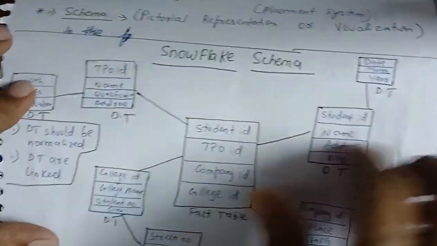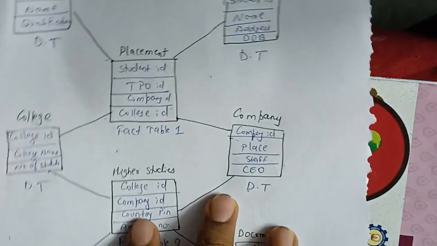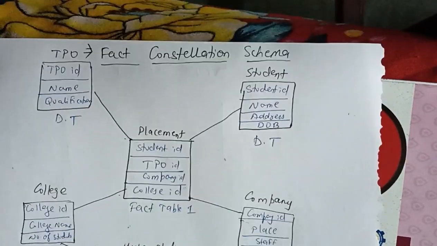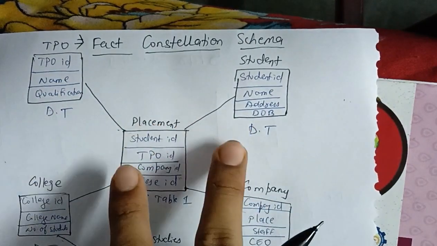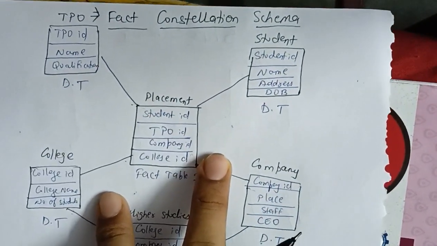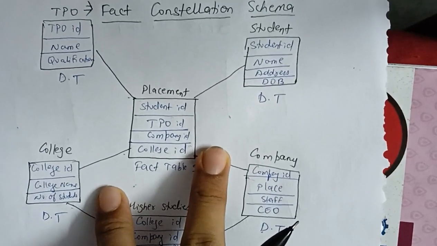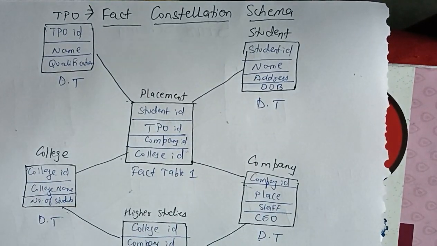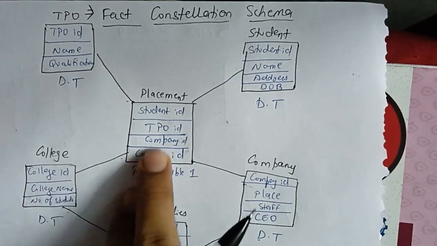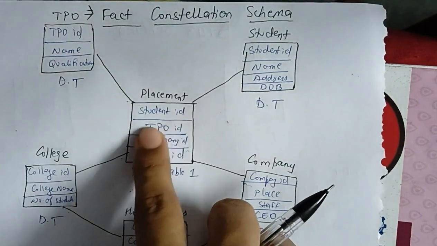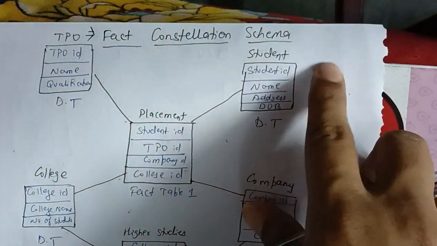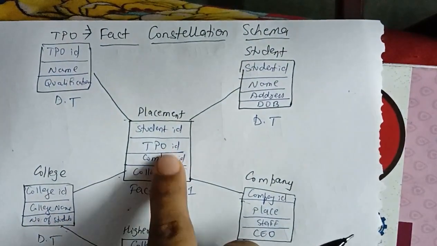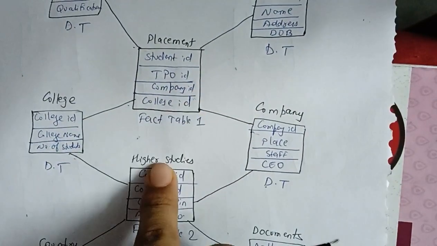And the third one is fact constellation schema. It is also known as Galaxy Schema, because there are 2 fact tables in this. We need to draw 2 fact tables for the fact constellation schema. In the star and snowflake schemas there is only 1 fact table, but in the fact constellation schema there must be 2 fact tables. For each fact table there should be attachment of 4 dimension tables, or 4, 5, 6, but the 2 fact tables should be interconnected with each other.